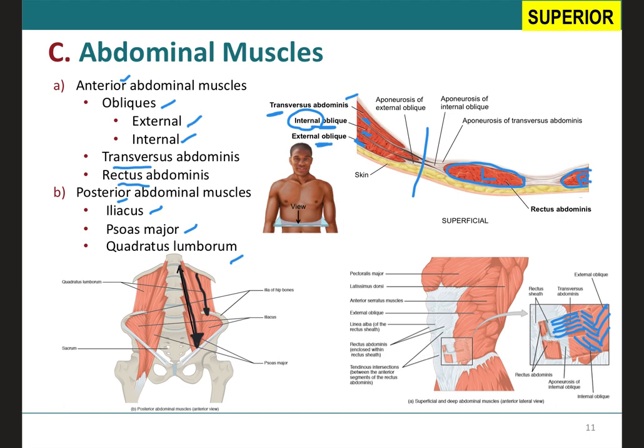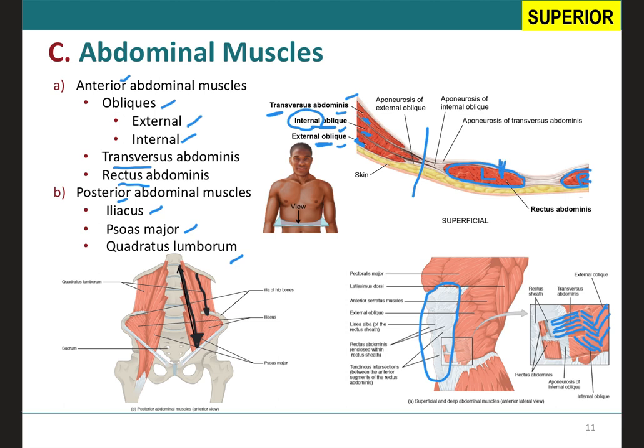So always pay attention to the layering and the orientation of the fibers. And don't call the transversus abdominis the transversus abdominis oblique because it can't be transverse and oblique at the same time. So to summarize, laterally you're going to have three layers, which are the external oblique, the internal oblique, and the transversus abdominis.